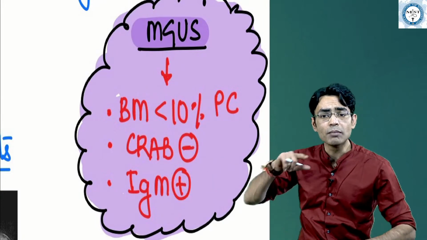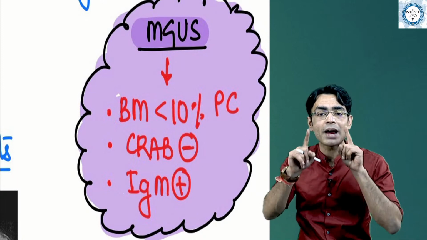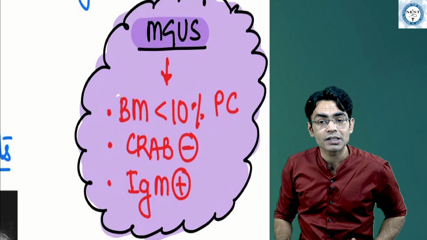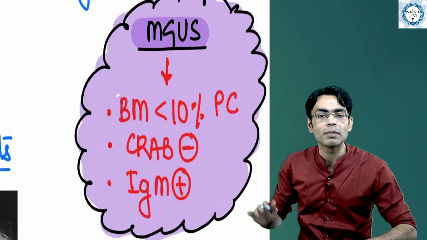Okay, so if you're getting more than 10% plasma cells, then there is a comparison between multiple myeloma and smoldering myeloma. But if you're getting less than 10% plasma cells in the bone marrow, it's MGUS. It can't be multiple myeloma.